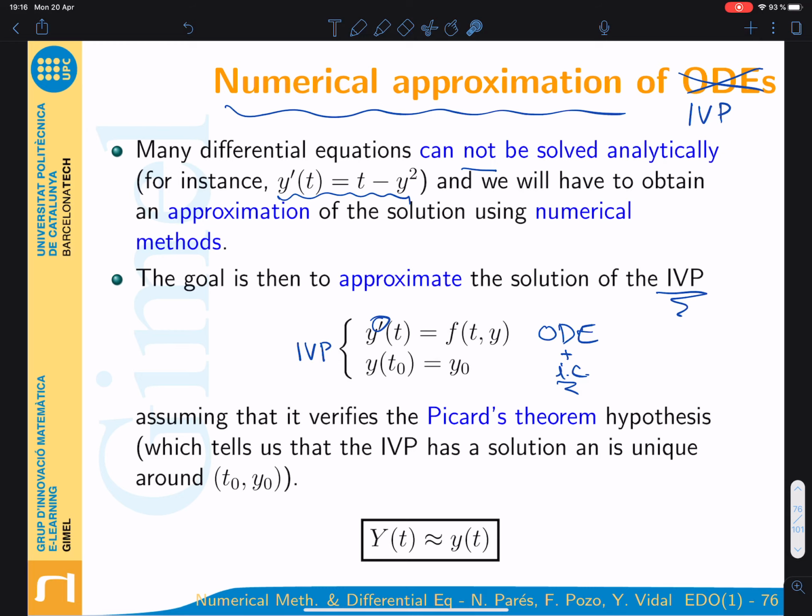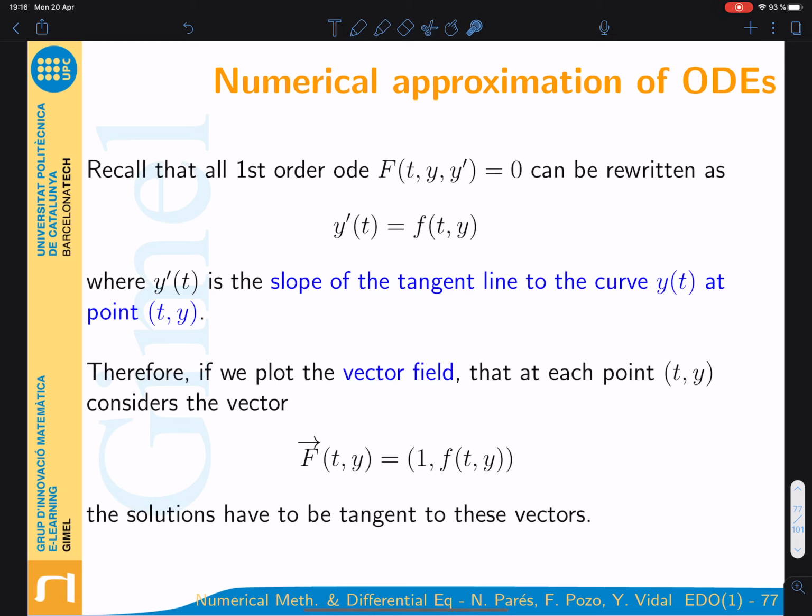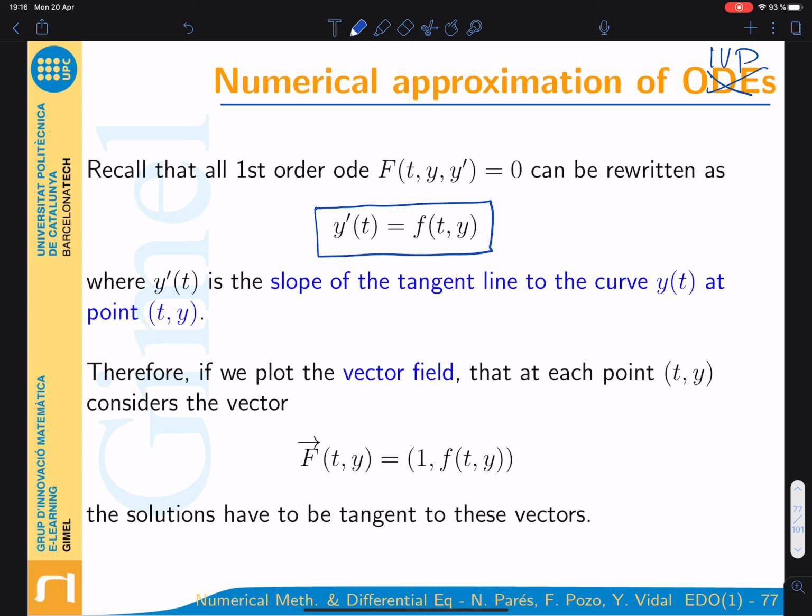Okay, so how will we proceed? Well, this is very important. The numerical approximation of initial value problems relies a lot on the geometric interpretation of ODEs. So remember that when we are talking about first order ODEs, we can always rewrite them in this specific form we have here. And we saw in a previous lecture that this specific way to write them allows us to do this geometric interpretation.